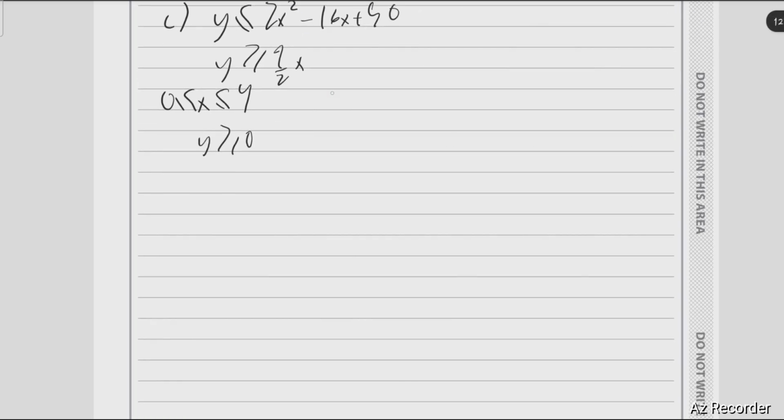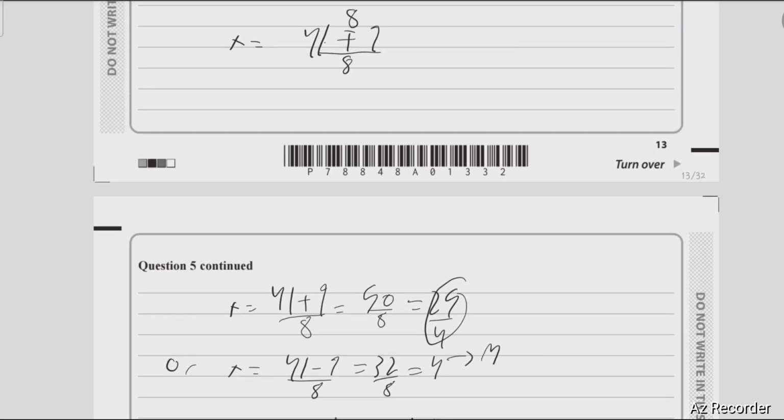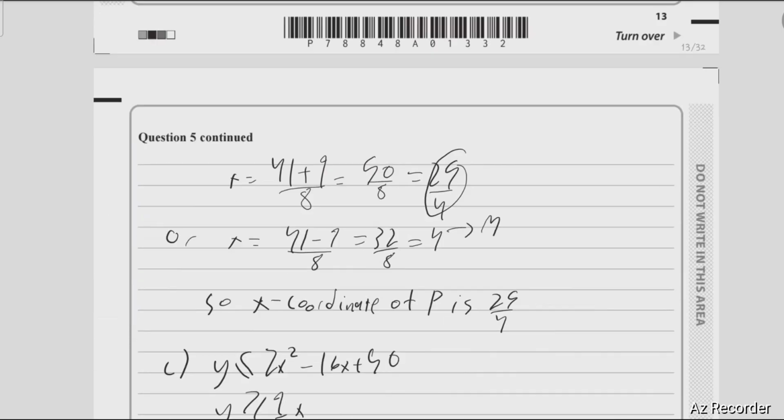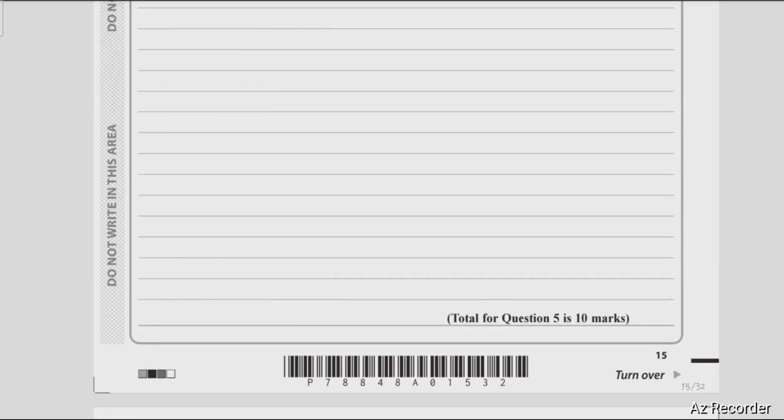Now if you write just x is greater than 0, you might lose 1 mark. So just make sure to write it's also between 0 and 4. Next question.